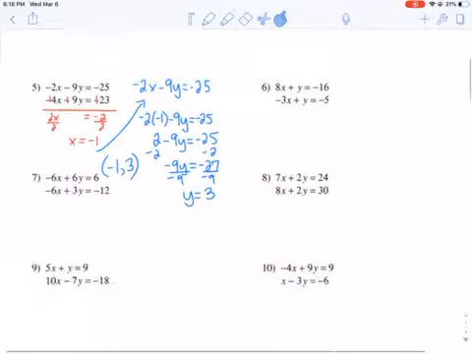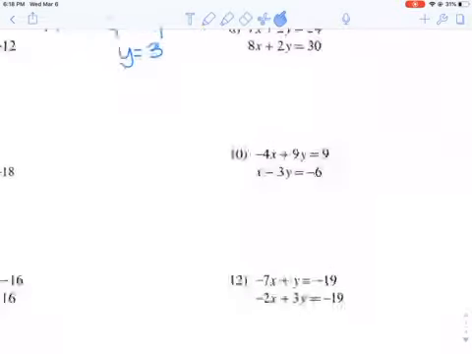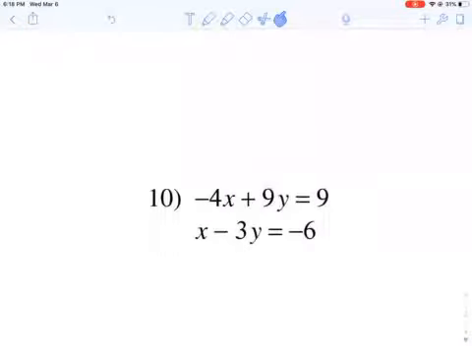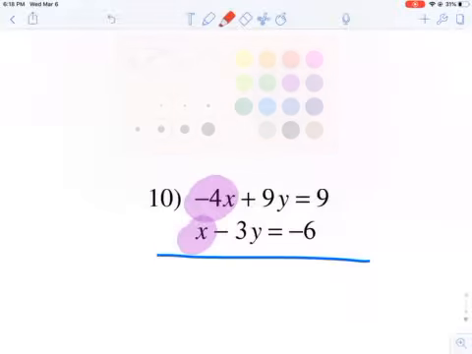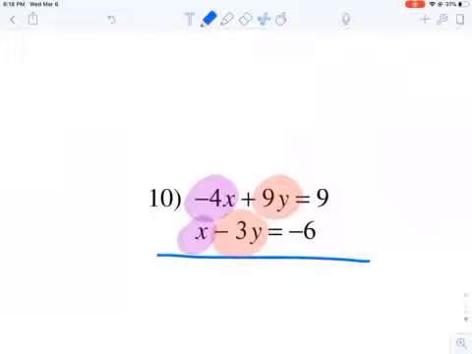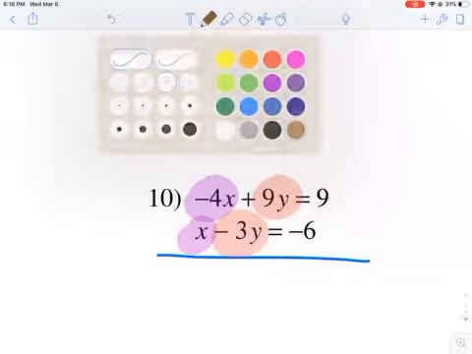Now you might run into a problem at some point, and I'll show you. Let's take a look at number 10 here. Uh-oh. Nothing here cancels out. I've got 4x and x, I've got 9y and negative 3y. Now your goal is you want to cancel out one of the variables. In this case, you have a couple of options. Now what you want is you want the same coefficient in front of one of the variables. So I could go with my y's or I can go with my x. I'm going to go with my x, and I'll show you why.